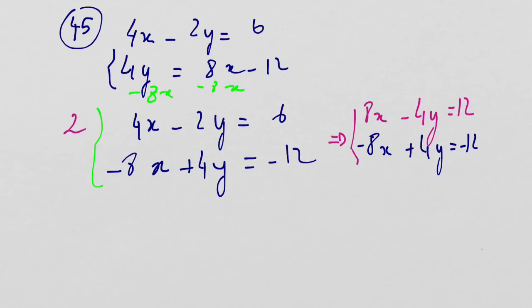Now, if I decide to add these two equations by addition, what do I end up with? Well, the x disappears and the y disappears. So I end up with 0 equals 0. Okay? 0 equals 0. And that means there is an infinite number of solutions.